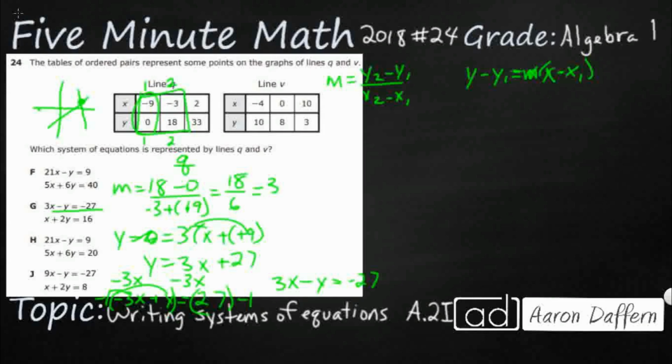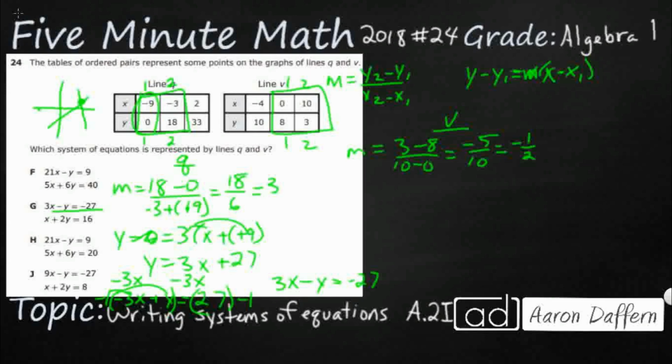Let's see if line V does that same thing for us here. So let's find our slope. I'm going to use these 2 sets just because I got a 0 and no negatives. So y2 is 3 minus 8, y2 minus y1, 10 minus 0. That's going to be negative 5 over 10. All right, so that's negative 1/2. Cool. We can do that.